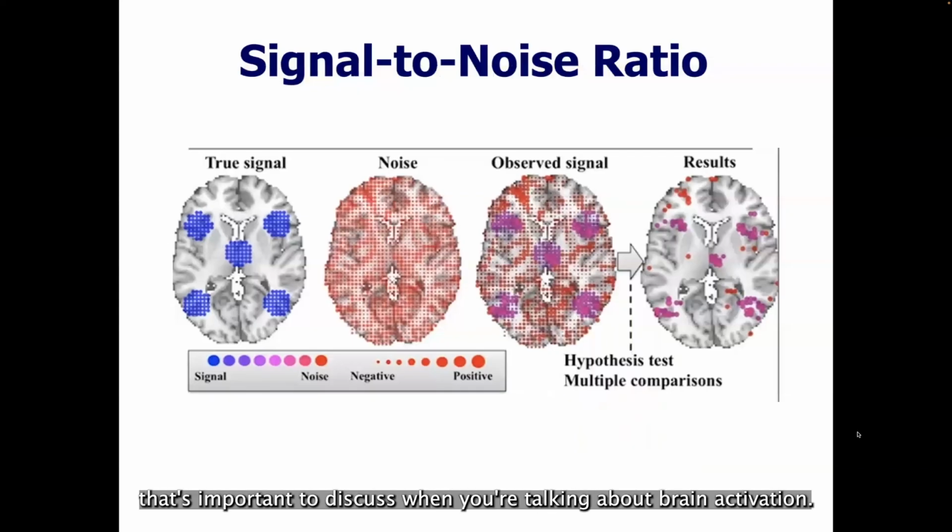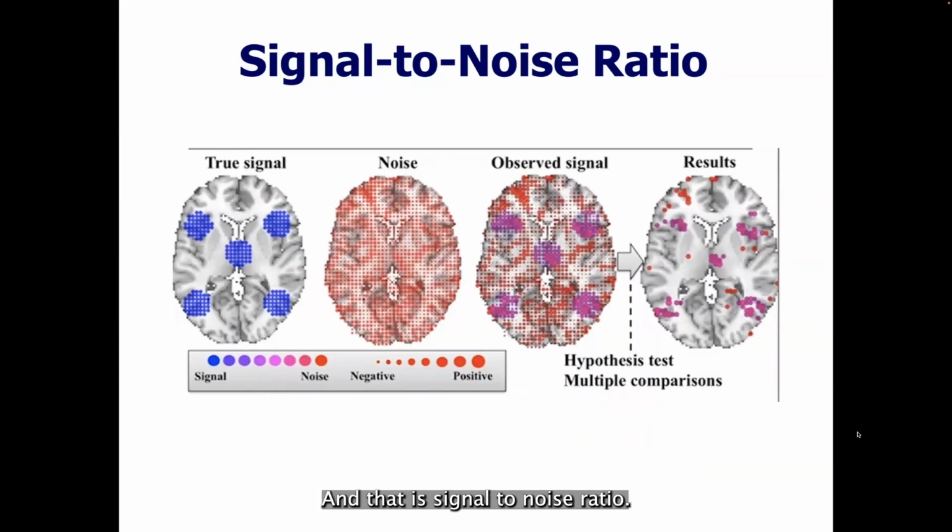One last concept that's important to discuss when you're talking about brain activation, and that is signal-to-noise ratio, or SNR. And SNR is really about the signal that you want to identify in the background of physiological noise. And so what that means is, if we go back to the finger tapping experiment, you're having the participant tap their fingers on, off, on, off.